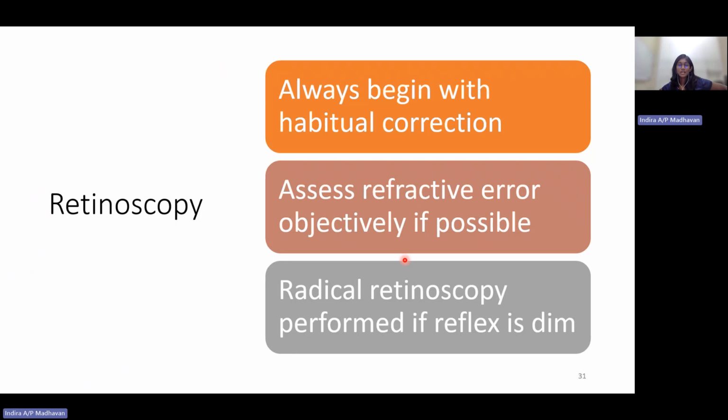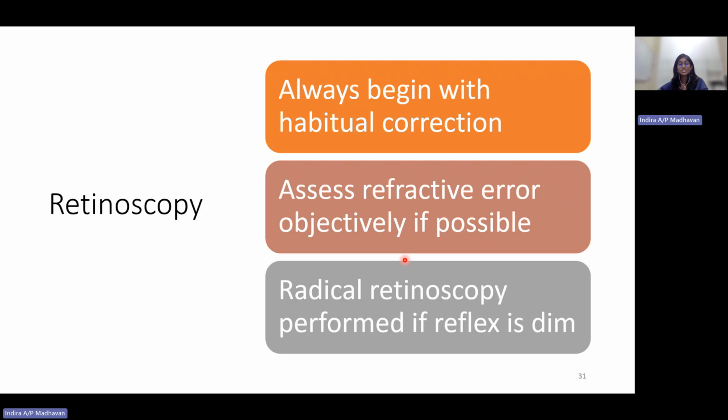Then you move back to 40 centimeters and see whether you can see the reflex or not. If now you can see the reflex, you neutralize it again. If even at 40 centimeters, after neutralizing at 20 centimeters, you are still not seeing any reflex, it's okay. Just record it down.